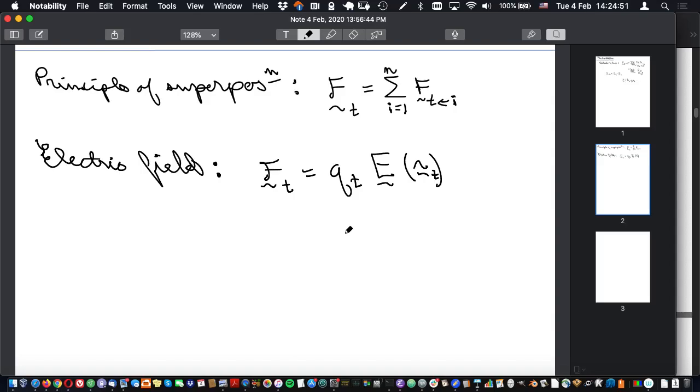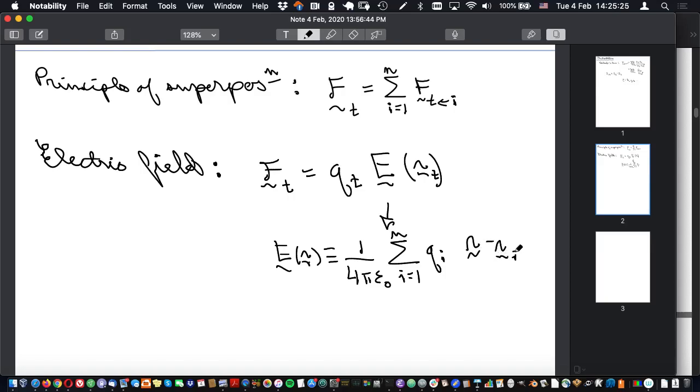Are you getting used to the notation? So this field here is just the sum of these things. So E of r is just equal to 1 over 4 pi epsilon 0, summation i equals 1 to n, of what we had: q_i with r minus r_i, divided by |r minus r_i| cubed.